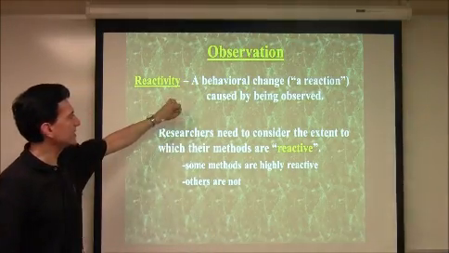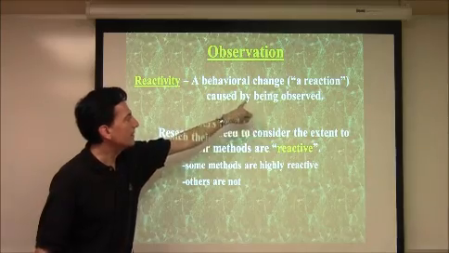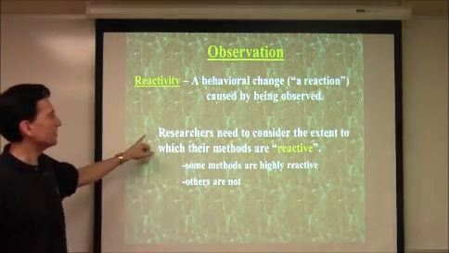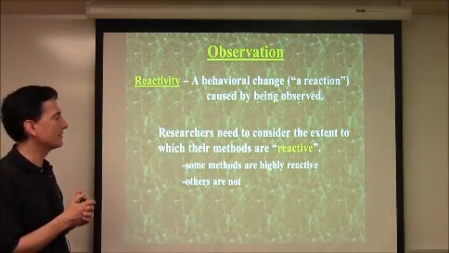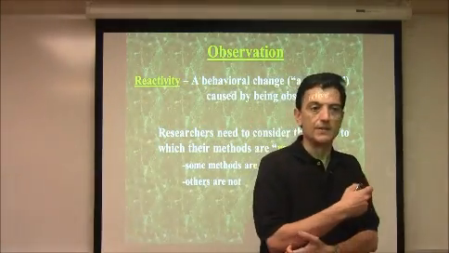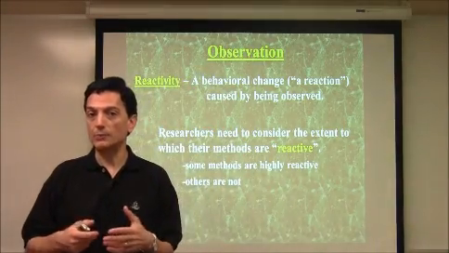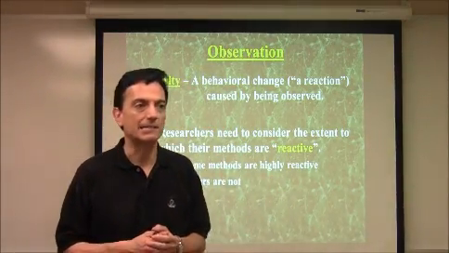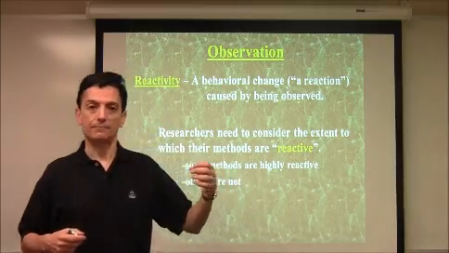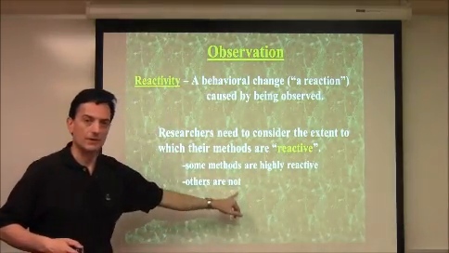So again, the definition is this: a behavioral change or a reaction caused by being observed. Researchers need to consider the extent to which their methods are reactive. So if I'm engaging in some kind of observation that I know is going to be altering behavior, that's a highly reactive observation that I'm making. It's a highly reactive behavioral measure that I've got. So some are highly reactive, others are not so.